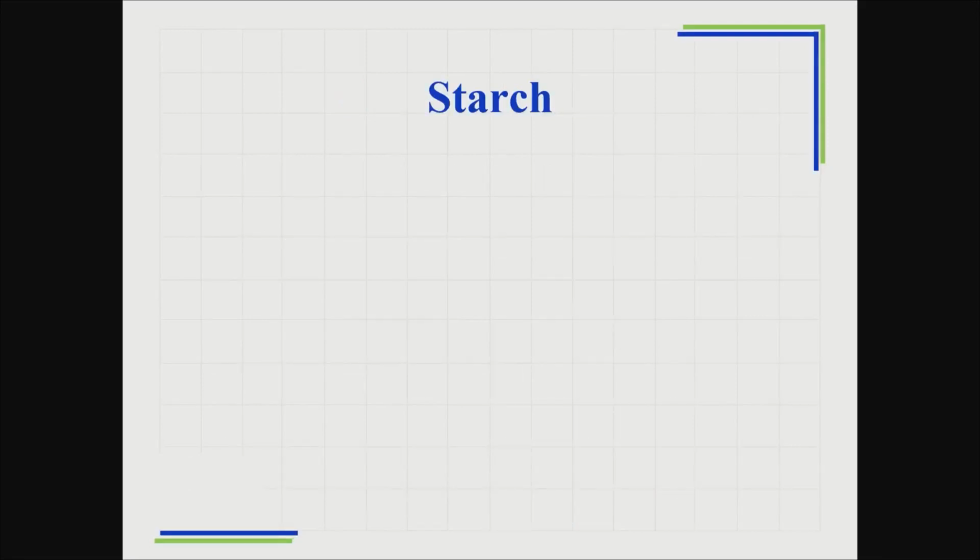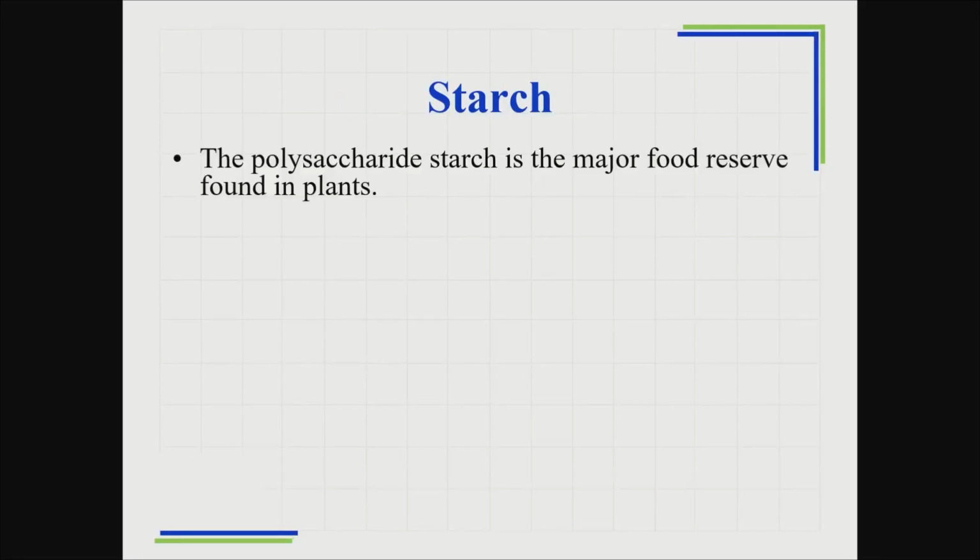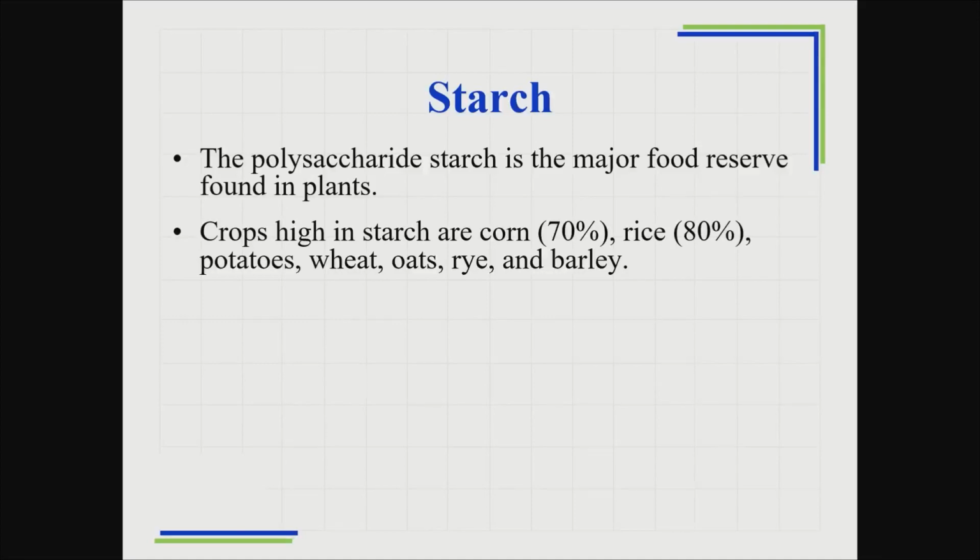So let's focus in on the starch, okay? It is a major food reserve that the plants have. So this is what the reserve of food is. You've got certain plants that are very high in starch. When you eat a diet that has a lot of corn, rice, potatoes, your wheat, your breads in other words, oats, rye, and barley, we consume these to get our starches. We'll get calories from that, from the complex carbohydrates of starches.